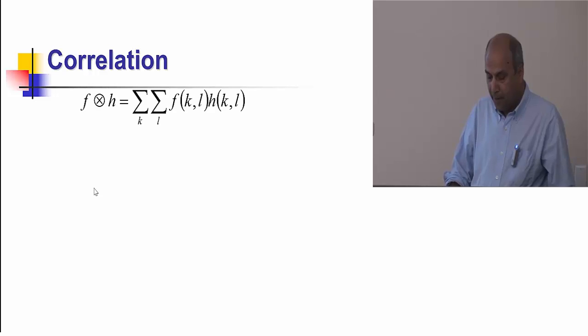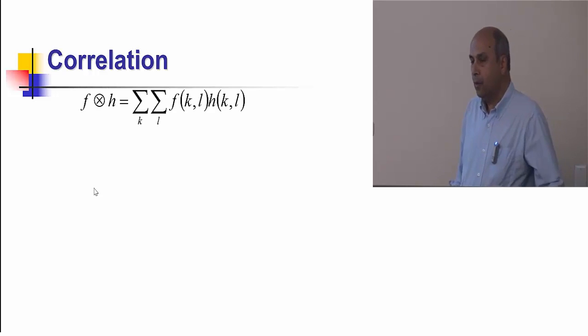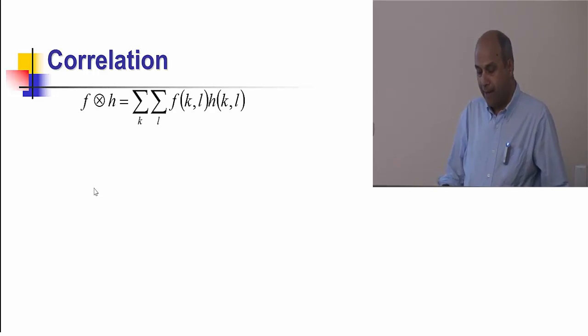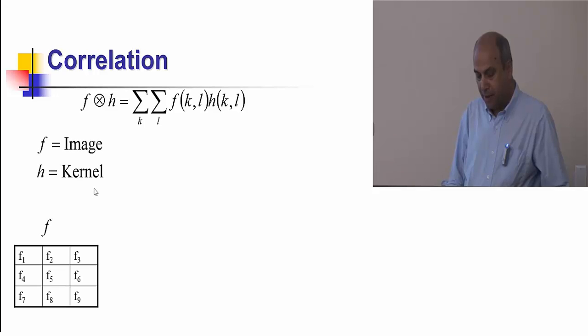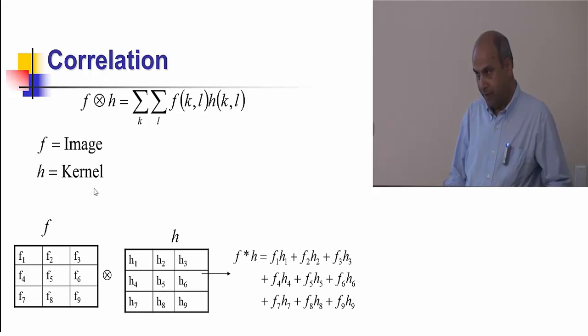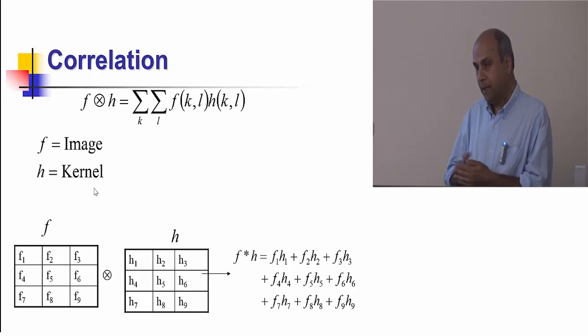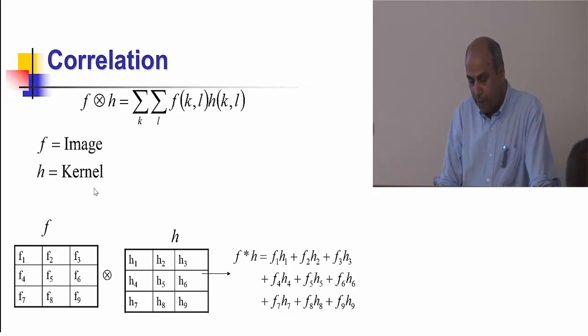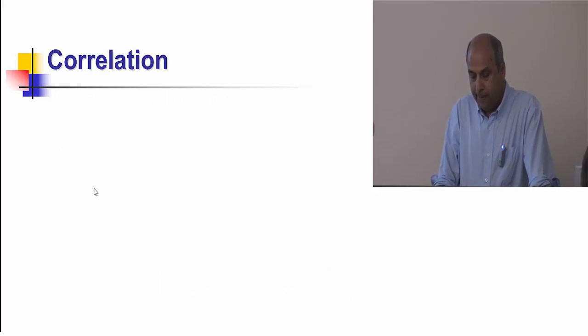Okay, so now you know already correlation. So we say that we can find the correlation between F and H. F is an image, H is a kernel, and this is a part of the image, 3 by 3 neighborhood. This is a kernel or a mask or a window, and that's the way it works. You find the pixel by pixel product, sum it up, that's called correlation. Okay, just a reminder of what we talked about already.